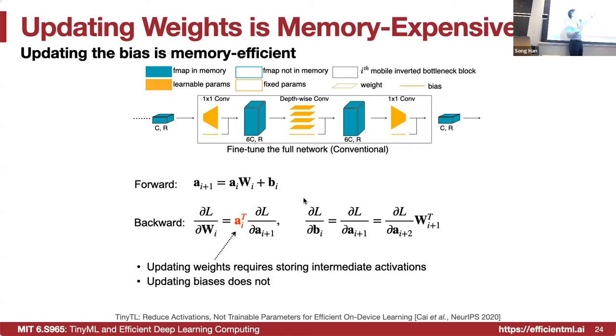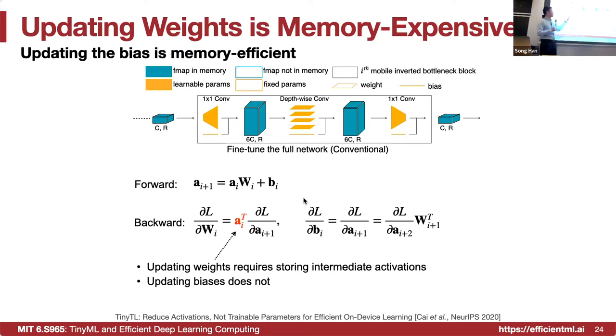And then here is also 6C. And after the last one by one convolution, that gets reduced to C again. So the blue part is the activation, the yellow part is the weight, and this line is the bias. If it's in solid color, it means everything is in memory. If it is empty, then it means either the parameters are fixed, we are not updating the parameters, or the feature map does not reside in the memory.